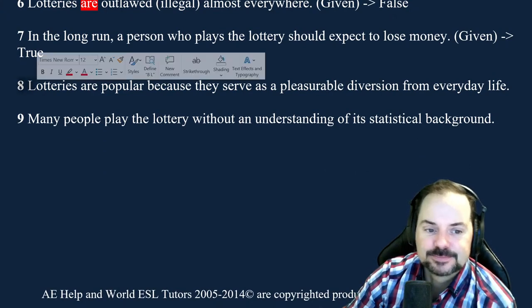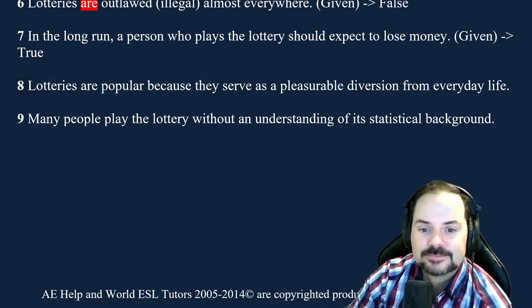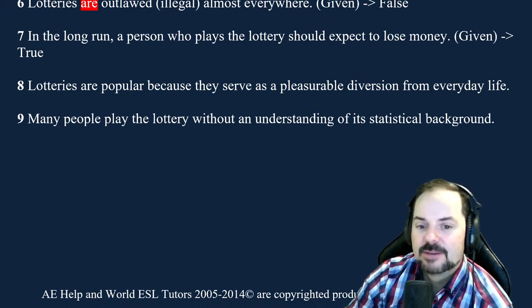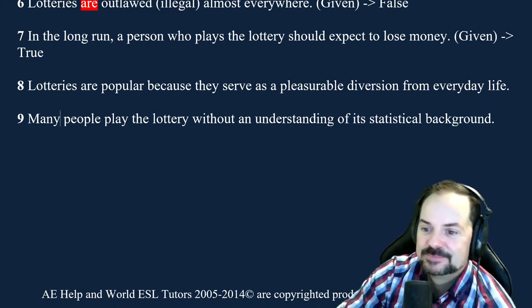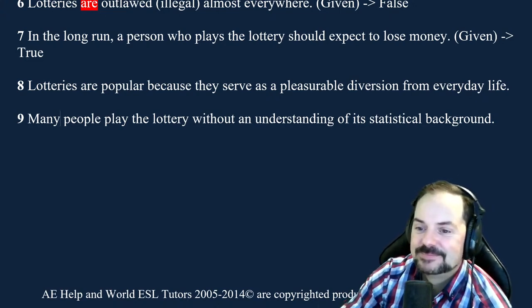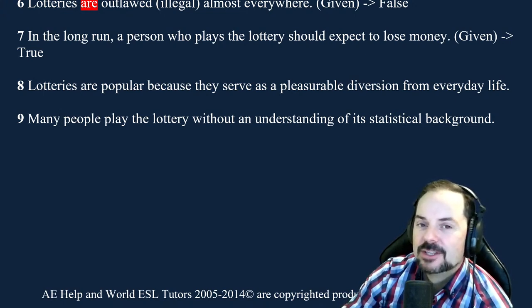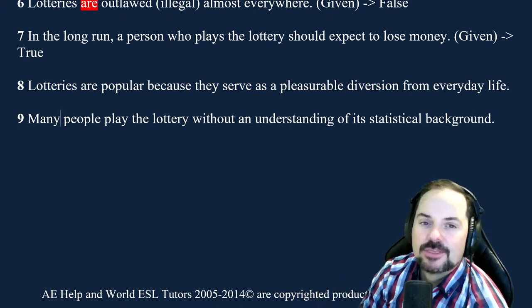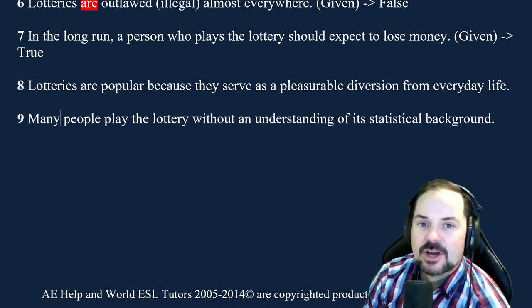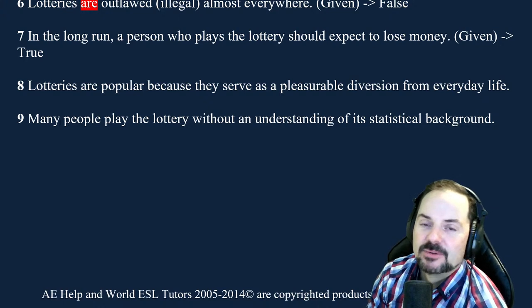Number 8, Chayani, read this one. Lotteries are popular because they serve as a pleasurable diversion from everyday life. Is it important to know that people play the lottery so that they don't have to pay attention to life? Important or not important? Do you remember reading about this? Does the author say anywhere that people play the lottery so that they don't stress about their everyday life?